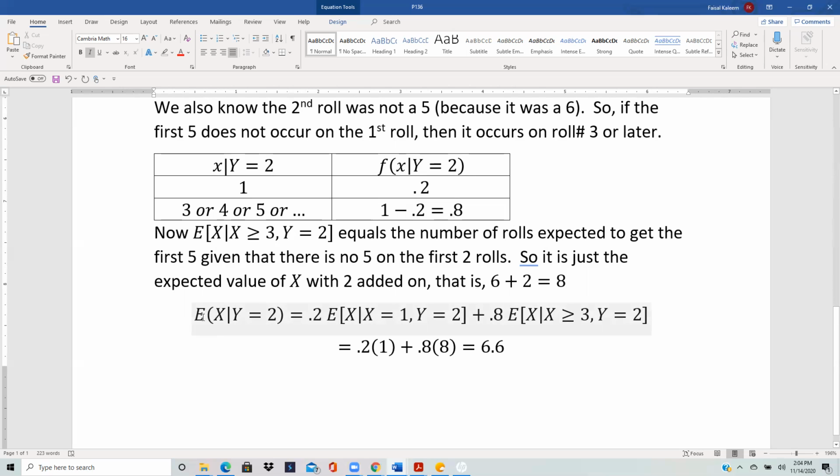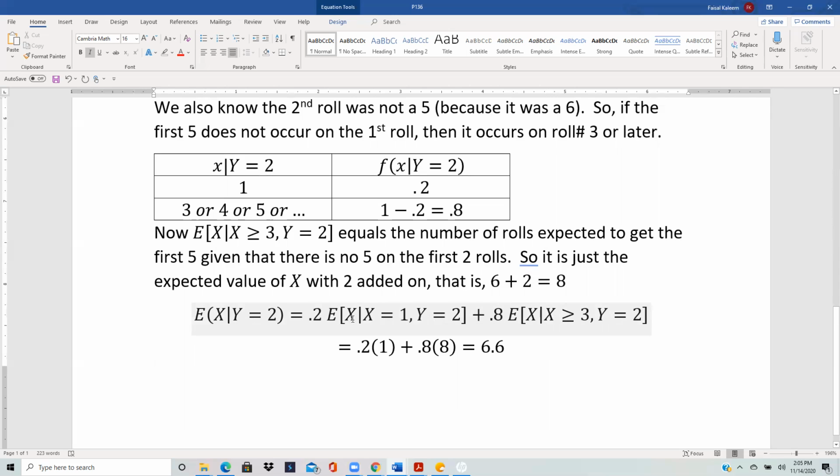So in summary, the expected value of x given y equals 2 will be the probability of x equals 1 given y equals 2, times the expected value of x given x equals 1, y equals 2, plus the probability of x greater than or equal to 3 given y equals 2, which is 0.8, times the expected value. So the expected value could be here or here, with 0.2 probability here and 0.8 probability here.